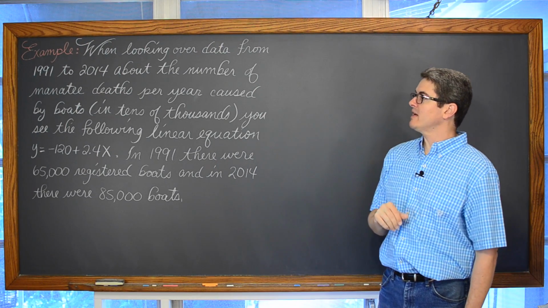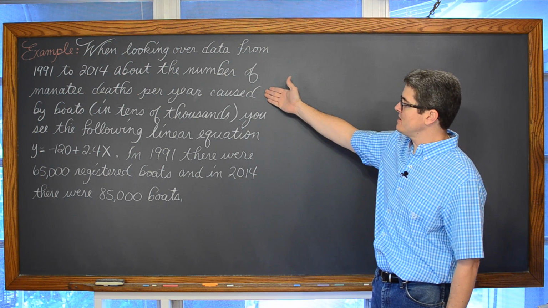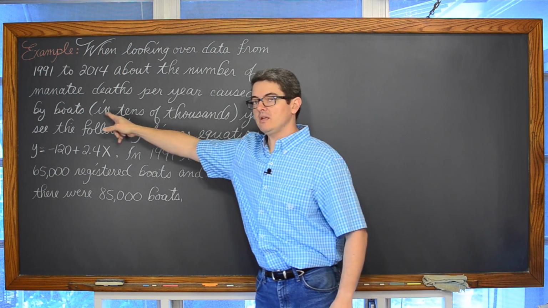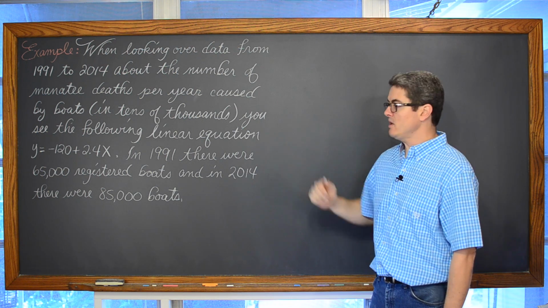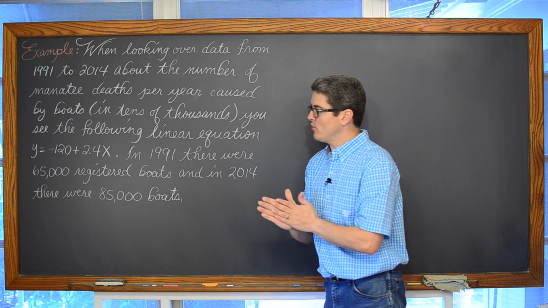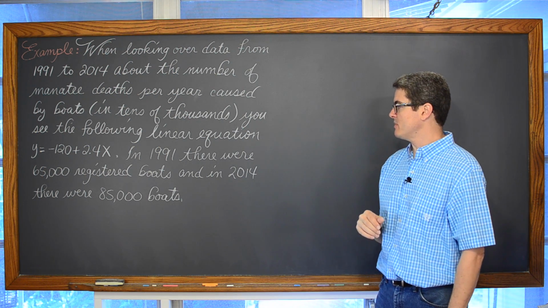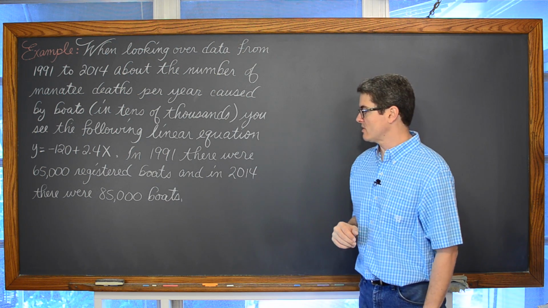When looking over data from 1991 to 2014 about the number of manatee deaths per year caused by boats, which will be expressed in tens of thousands, you see the following linear equation. Y is equal to negative 120 plus 2.4x. In 1991, there were 65,000 registered boats, and in 2014, there were 85,000 registered boats.